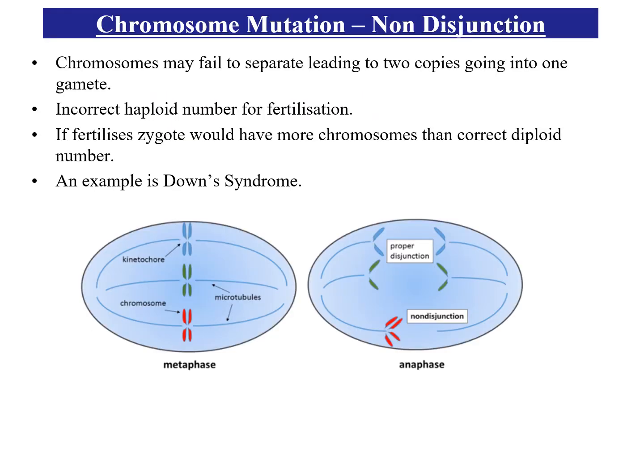The one that you're expected to know from when you did mitosis is non-disjunction, a chromosome mutation, and this is where the chromosomes may fail to separate properly during metaphase into anaphase, and therefore you get the incorrect haploid number for fertilization. And you'll have more chromosomes than you should have if this survives, and as a result of this, we know that if you have an extra chromosome for pair 21, then it leads to Down syndrome.